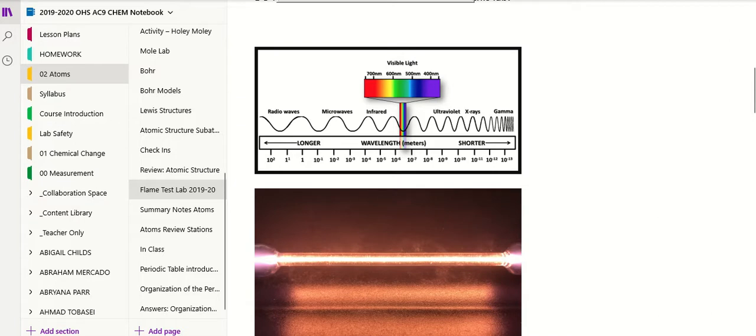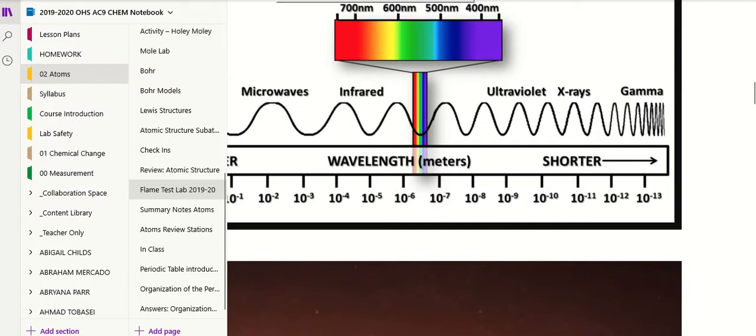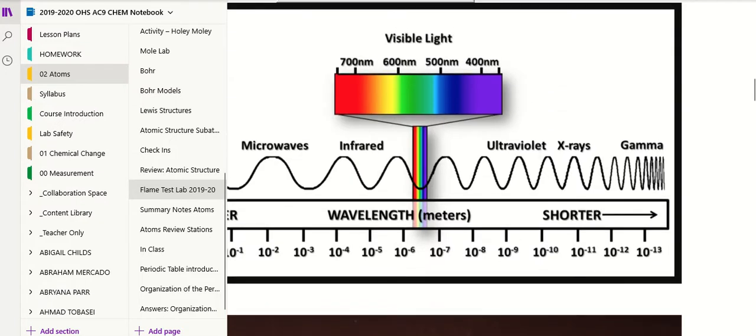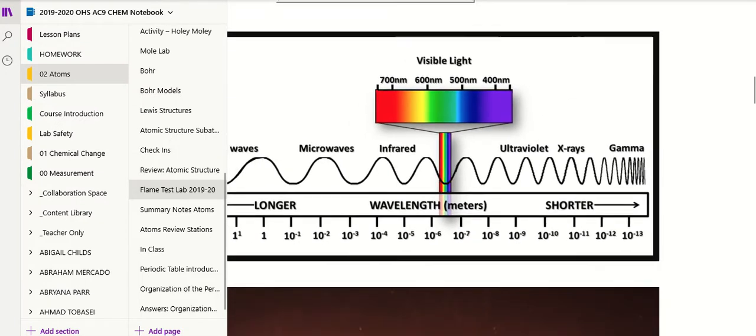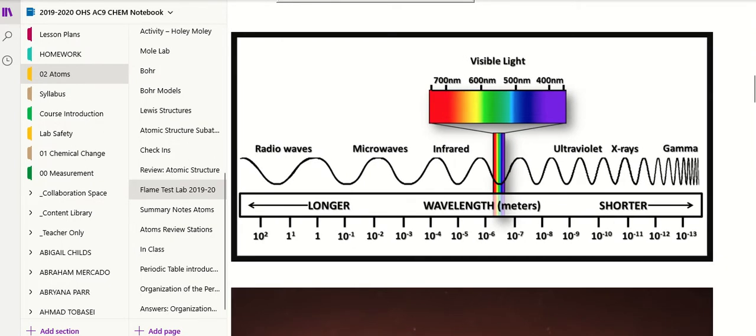All right, let's talk a little bit more about this concept of a rainbow in a continuous spectrum. Now, does everybody recognize this diagram right here? All right, so this diagram is called what? Electromagnetic spectrum.